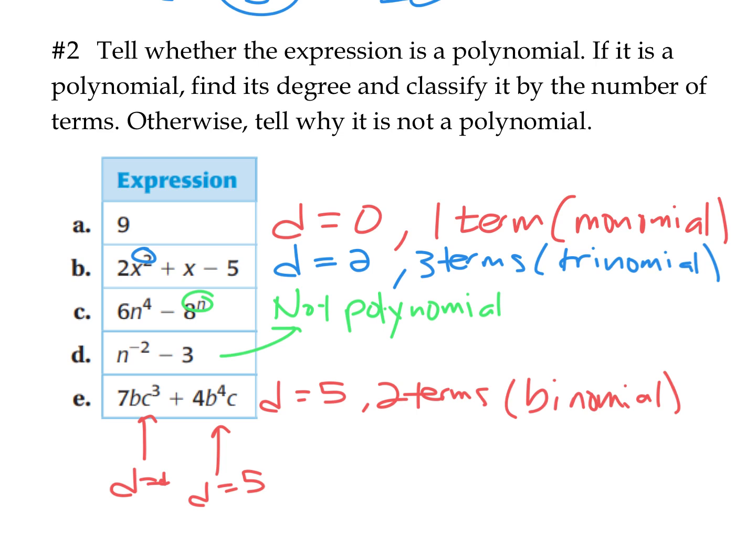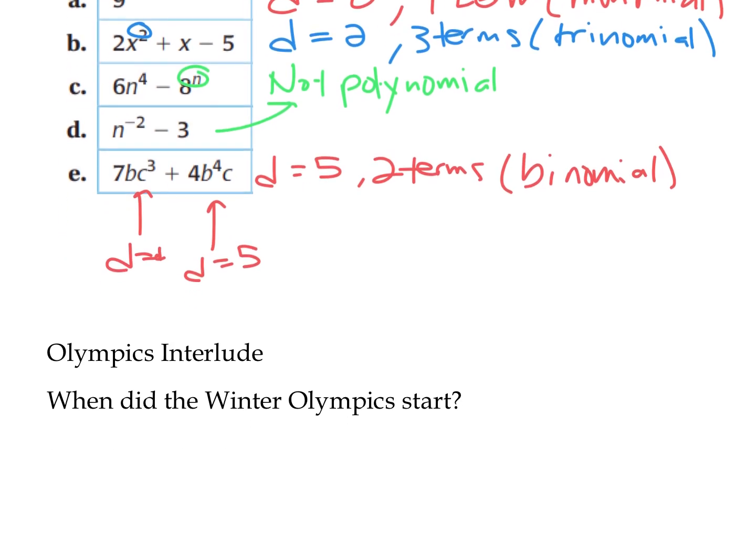Monomial, binomial, trinomial. When we get past it, we just say 4 terms, 5 terms. There's not words we're going to put to those. But you should know those 3 pieces of terminology. 1 term is a monomial, 2 terms is a binomial, 3 terms is a trinomial. How to find degrees, determine if something's a polynomial, and find that information from each of those. Okay, let's look at some more examples in a moment after we take a little Olympics break.